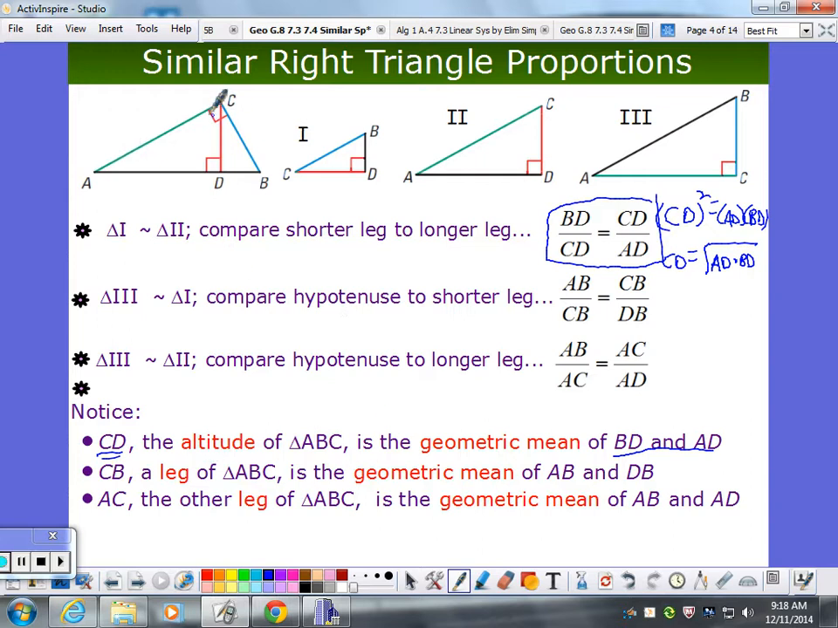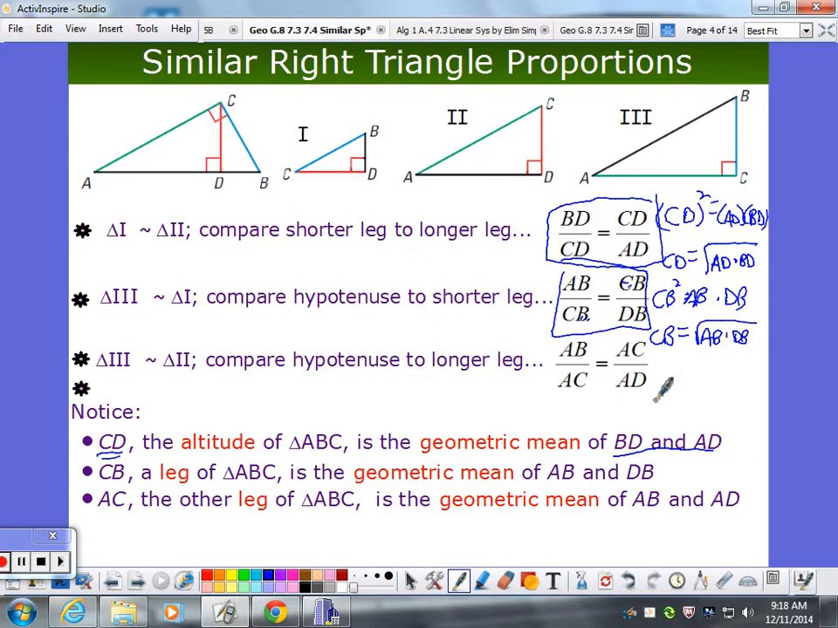CB, if I'm looking at the big triangle here, CB is a leg of ABC. It's the geometric mean of AB and DB. And now I'm looking at the second thing. This times this, CB squared equals AB times DB. So CB equals the square root of AB times DB. Geometric mean. So where's CB? It's the geometric mean of AB, this whole big piece, and DB, this little piece.